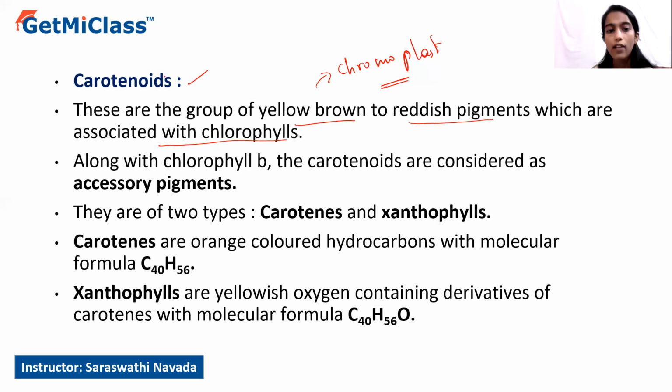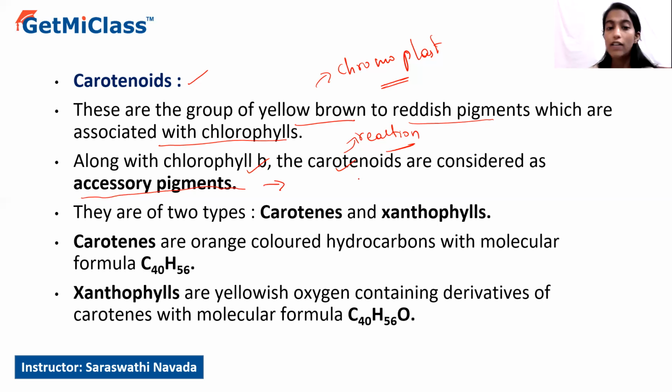And these carotenoids, along with chlorophyll B, are considered accessory pigments. That is because whichever light cannot be absorbed by the chlorophyll A molecule during conversion of light energy into chemical energy, the other portion of the light will be absorbed by these molecules, and it will be transported to the reaction center so that the chlorophyll A molecules can efficiently synthesize chemical energy by converting the light energy. So it boosts up the function of the chlorophyll A molecule.